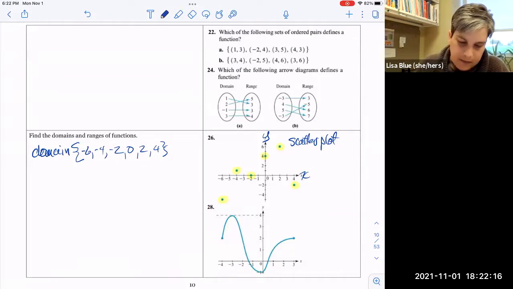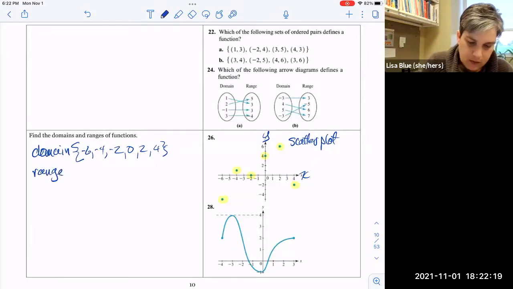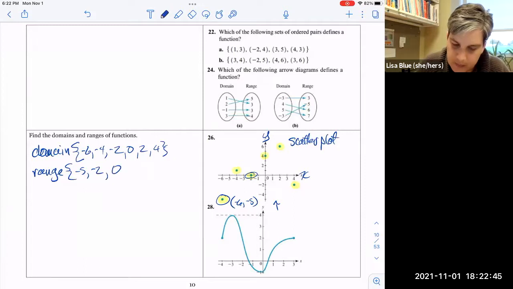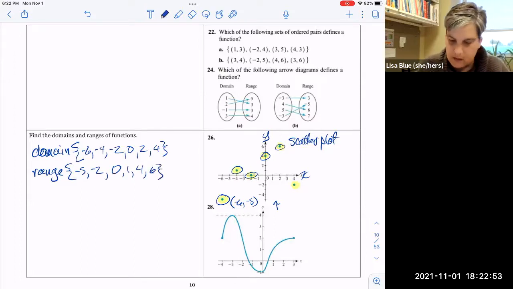All right. And then if I'm looking at the range, it's going to be all the Y values. And so for the Y values, I'm going to read from the bottom up. And so here I've got, if this was -6 for the X, I would call this -5 for the Y. And then the next one I have is at -2. I've got one right here on the axis, and that's going to be at Y equals 0. I've got Y equal 1, Y equal 4, and Y equal 6. All right, so those are kind of a pain because you have to list every single value.